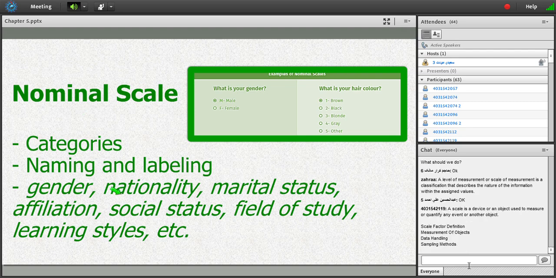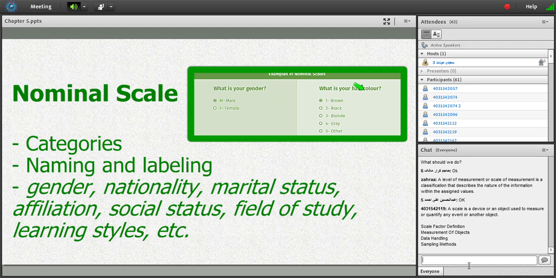It means that, for example, in my study, I say group 1 female, group 2 male. 1 and 2 here do not have meanings. They refer to different categories. Exactly. So this scale helps us to make an objective measurement. So look at the examples. What is your gender? You can be either male or female. So we have categories.